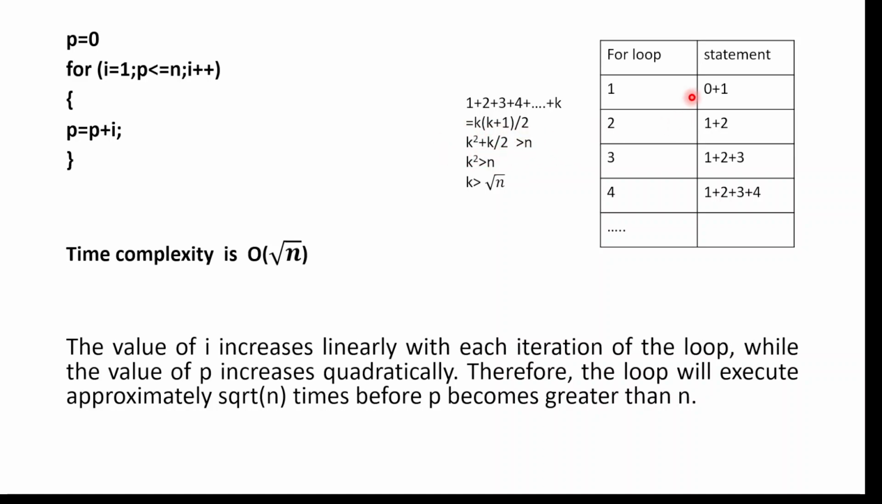So here the value of p is incrementing as 0 plus 1, then 1 plus 2, 1 plus 2 plus 3, 1 plus 2 plus 3 plus 4, etc. That is k into k plus 1 divided by 2, because it is the sum of natural numbers. Once k into k plus 1 divided by 2 becomes greater than n, it comes out of the loop. That is, k squared plus k by 2 greater than n, so k squared greater than n, or k greater than root n. So the time complexity can be represented as order of root n.